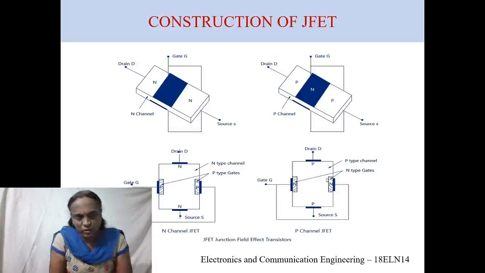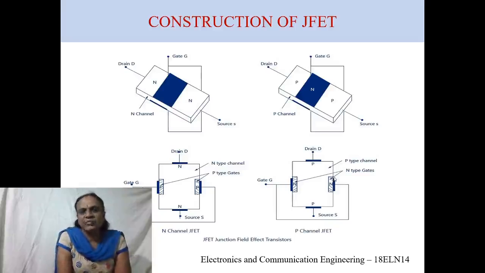In BJT, we have already discussed that germanium means 0.3 volts, silicon means 0.7 volts. Similarly here, since the middle bar is of silicon, the JFET is a silicon device, and hence it takes only 0.7 volts for forward bias to get significant current in the terminals. Okay, so here is a pictorial representation we have seen.